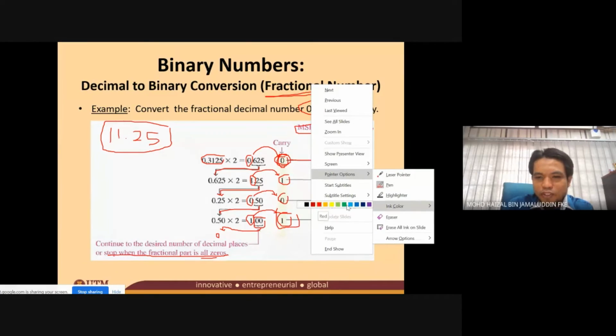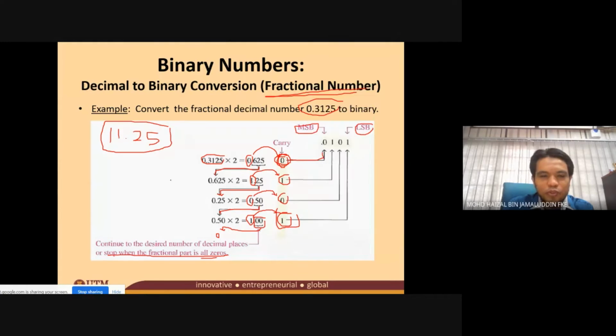Now I'm using the computer. It's difficult to write on the computer. So if it is 11.25 here, you solve it using the whole number first. You separate it: this is the whole number, and this is the fraction number. So you need to solve it separately. Okay, so does this answer your question?